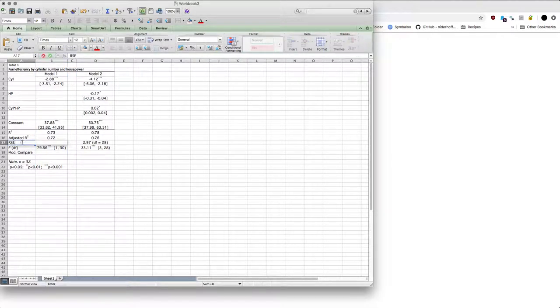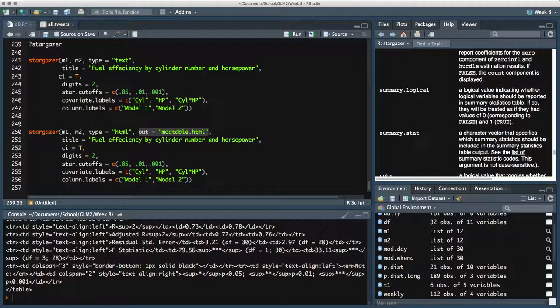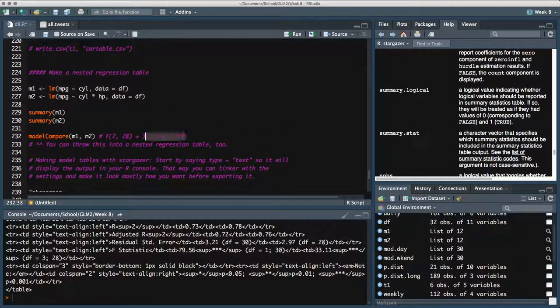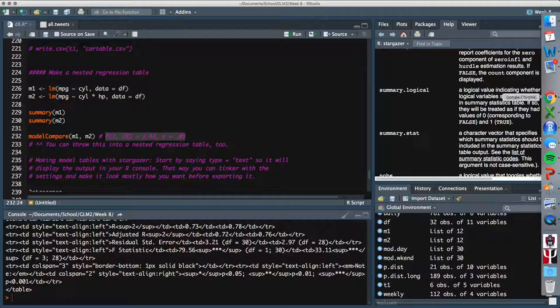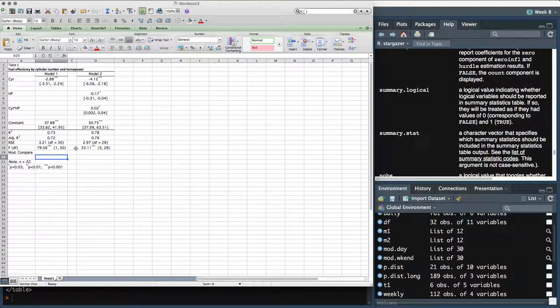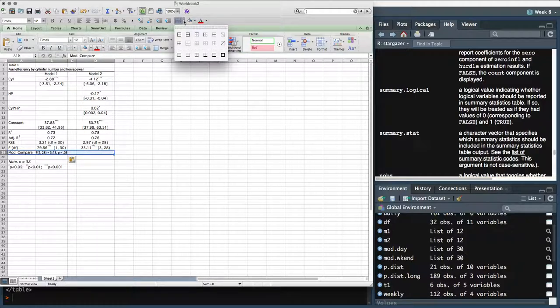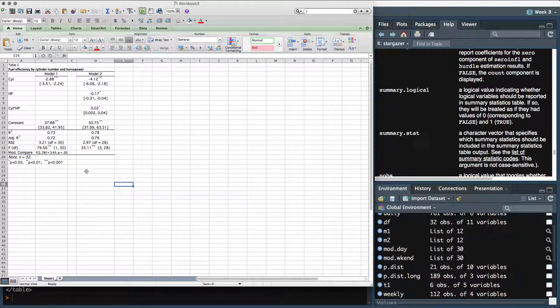Change this to RSE. Change this to just ADJ period. And then here for this mod compare thing, that's where we have the information about the model comparisons. And so we'll paste that in here. Add in our bottom border. And we don't need this row.